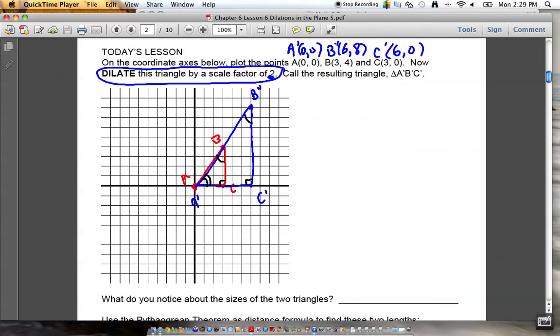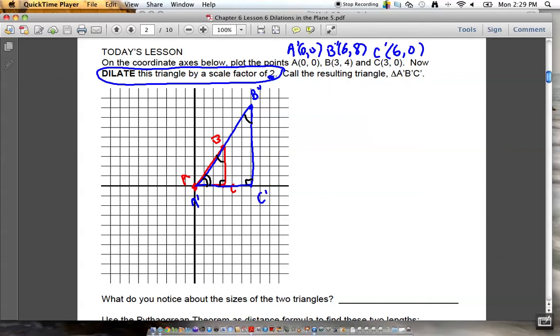Now, what do you notice about the size of these two triangles? Brendan? A, B, C prime is twice as big as A, B, and C. If we look at it in terms of length, that's true. Area, it's actually 4 times as big, but in terms of length, it is twice as big. That's well said. The most obvious conclusion is that they're different sizes. And then we can get a little more specific and say that all the lengths are twice as big. And I'll show you how we could do that.